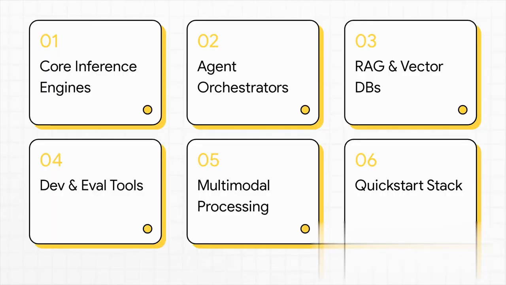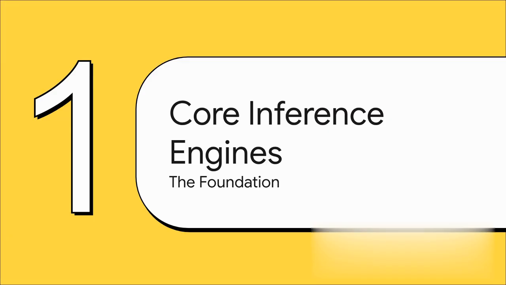Okay, let's map out this stack building journey. We're going to go layer by layer through core inference engines, agent orchestrators, RAG and vector databases, dev and evaluation tools, multimodal processing, and then wrap it all up with a quick start production stack. Starting off with Section 1, Core Inference Engines.